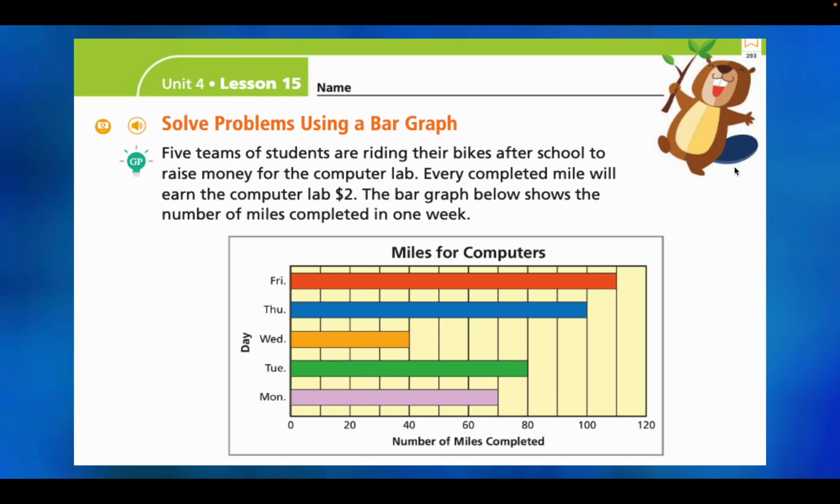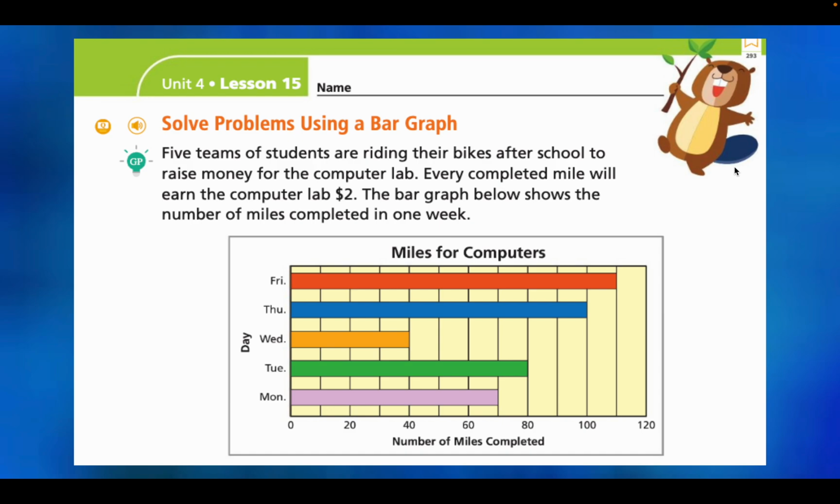All right, once you are ready, it says we are going to solve problems using a bar graph. So it says 5 teams of students are riding their bikes after school to raise money for the computer lab. Every completed mile will earn the computer lab $2. The bar graph below shows the number of miles completed in 1 week. So let's just take a look at that for a second.